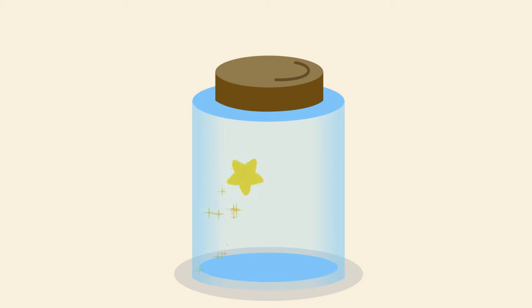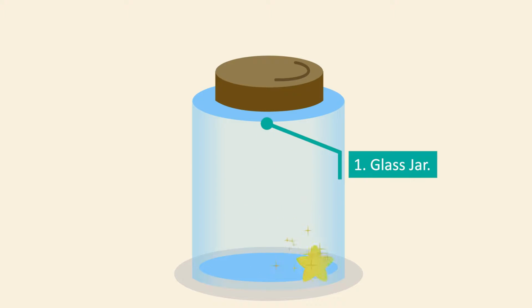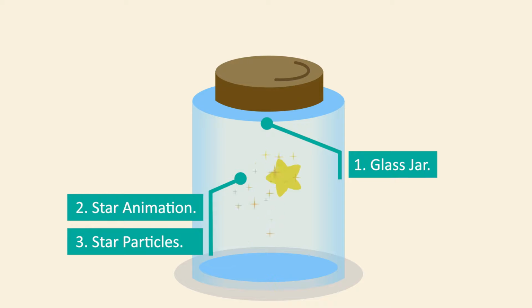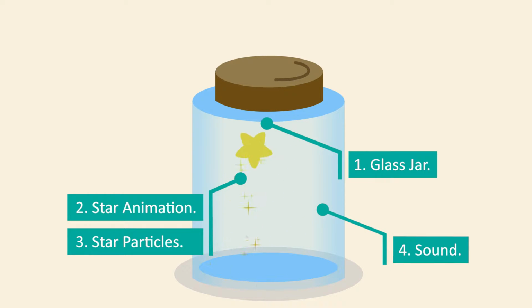Today we are going to be creating a jar with a magical star in 20 minutes. Yay! So first we'll be creating the glass jar. Then we will make a cute little animated star. After that we will add particles for a stardust trail. And finally we'll be adding a sound. So let's get started.